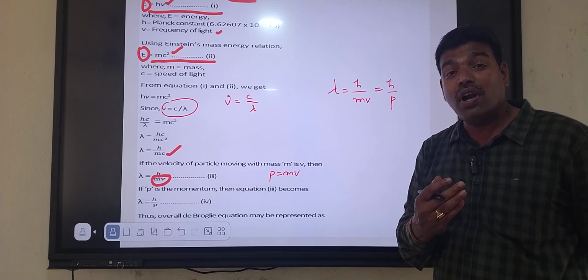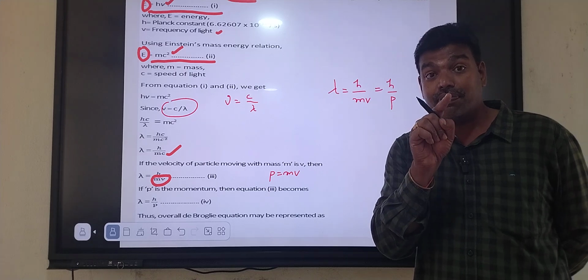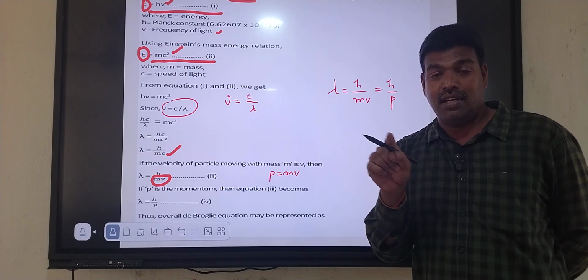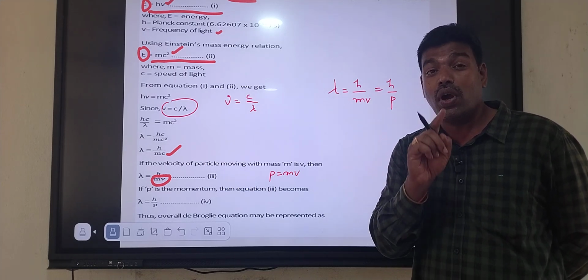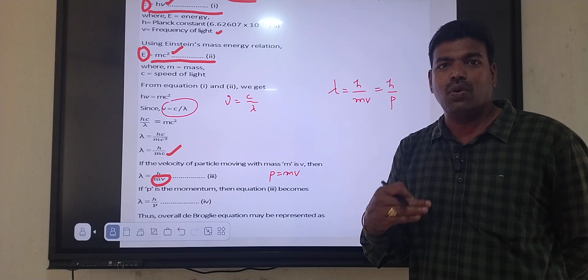Then what is its significance? That is much more important than deriving this equation. What is the significance? Let us go further.